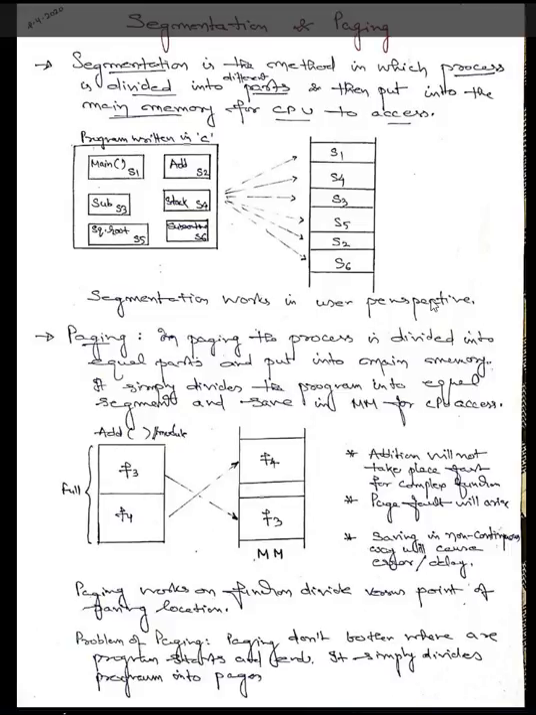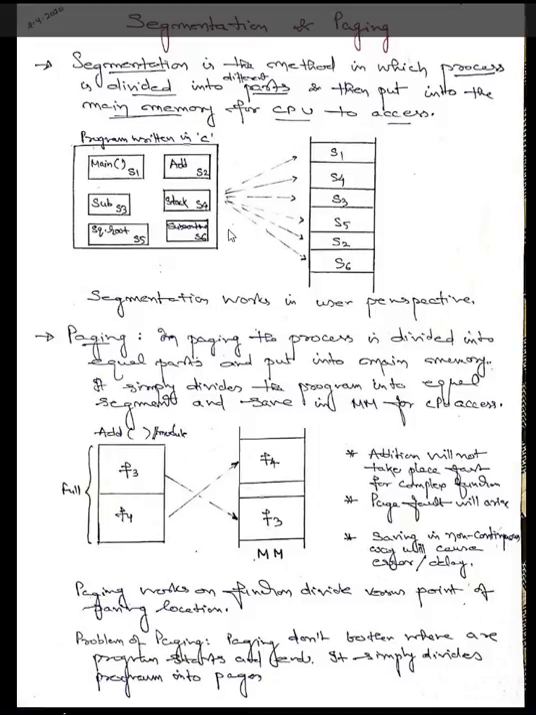Now here in this slide, let me explain the difference between segmentation and paging. Segmentation, as the name indicates, is the method in which the process is divided into different parts and then put into the main memory for the CPU to access. As the statement shows, the process is being divided into different parts.